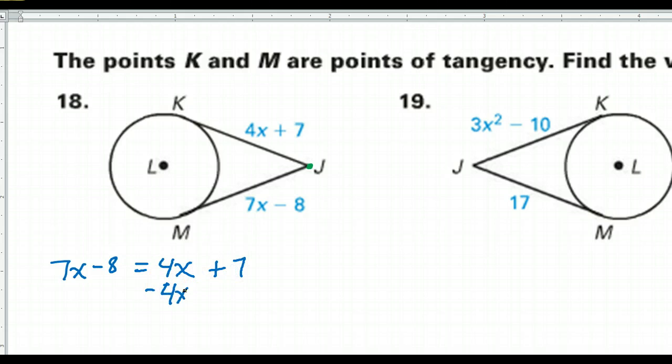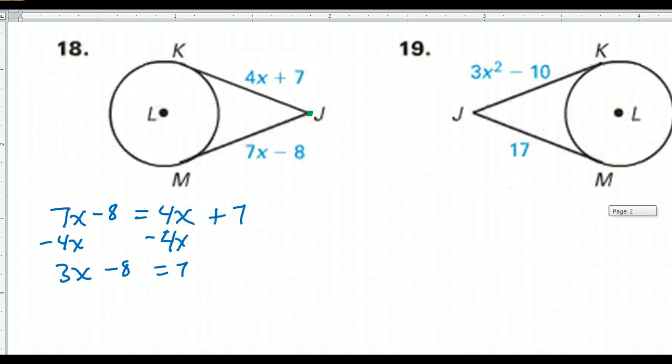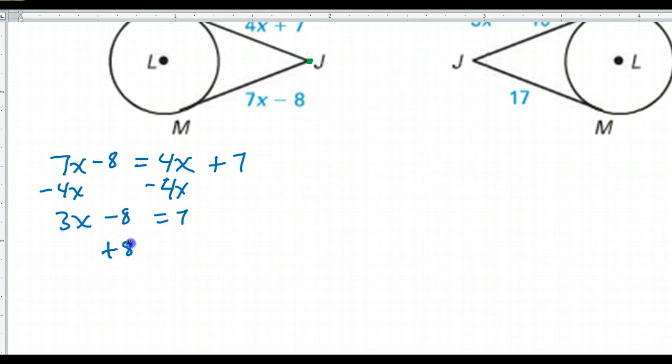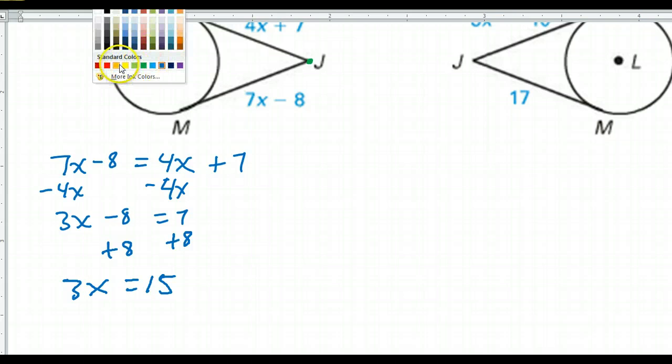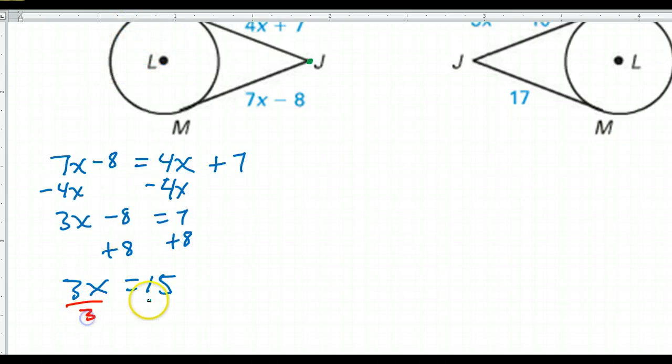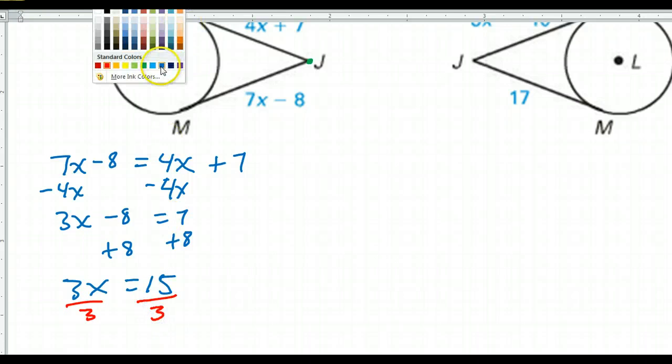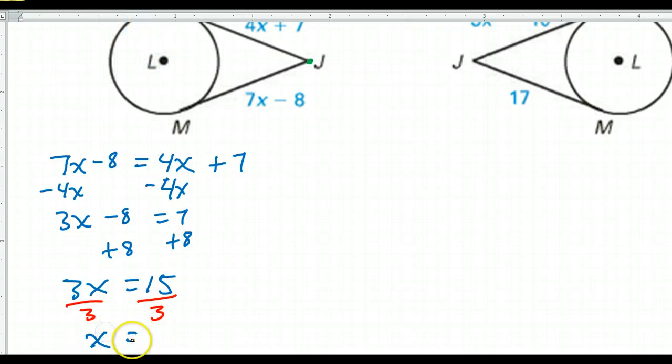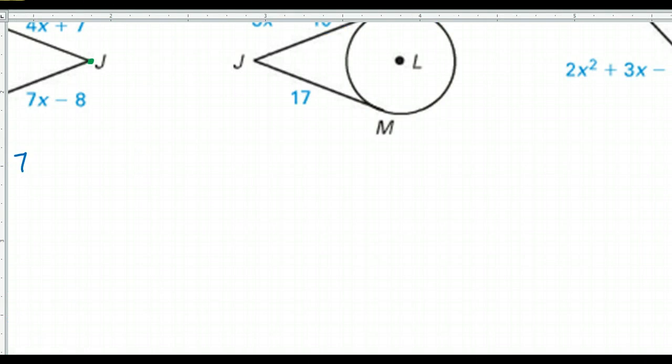And so subtract 4x from both sides. So that's going to give me 3x minus 8 is equal to 7. Add 8 to both sides. So that gives me 3x is equal to 15. Divide by 3. It's going to give me x is equal to 5. So pretty simple and easy.